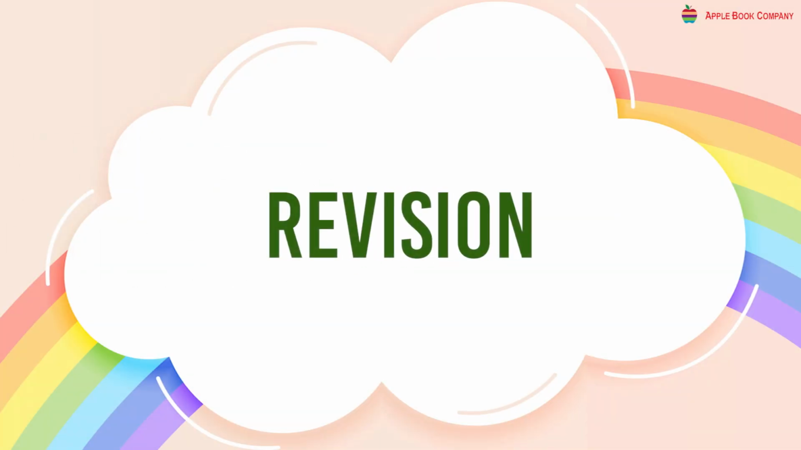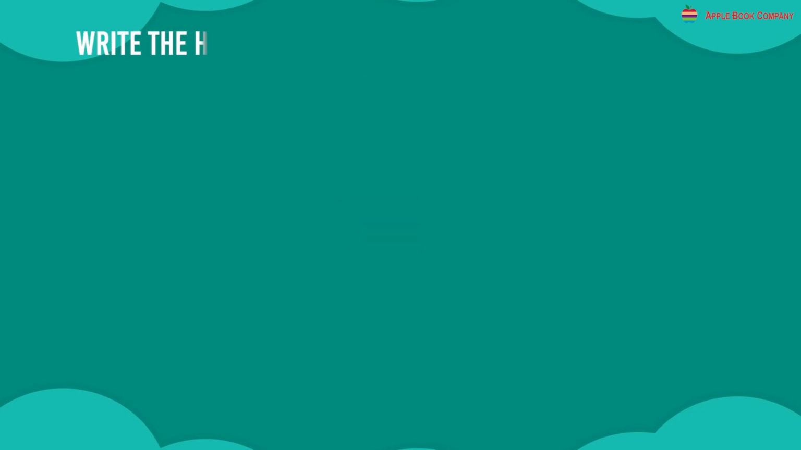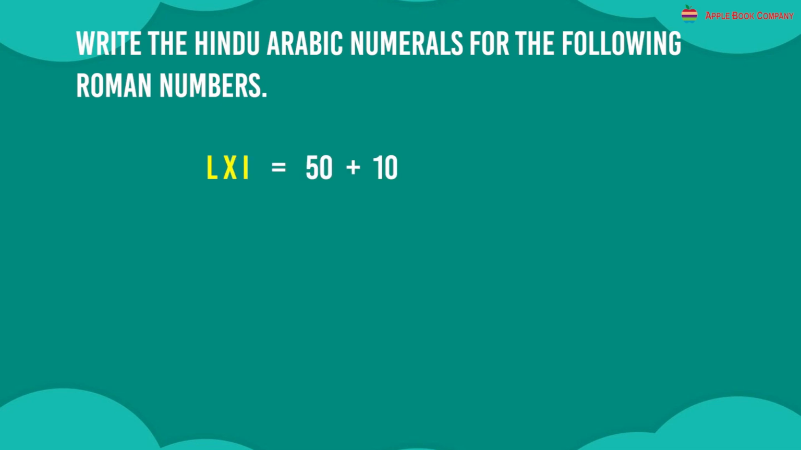Revision. Hello children, in chapter 1, let's revise what we have learned in the previous classes. Let's complete the exercise. Write the Hindu Arabic numerals for the following Roman numbers. LXI is 50 plus 10 plus 1, which is 61.